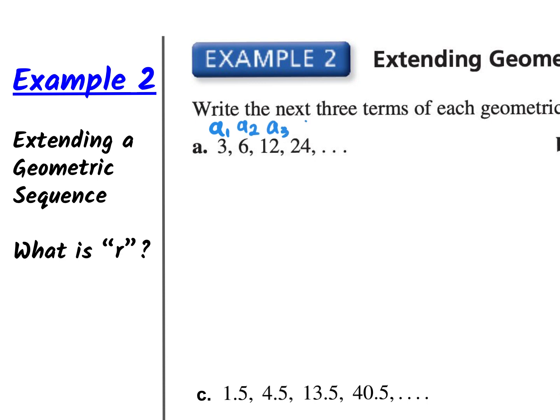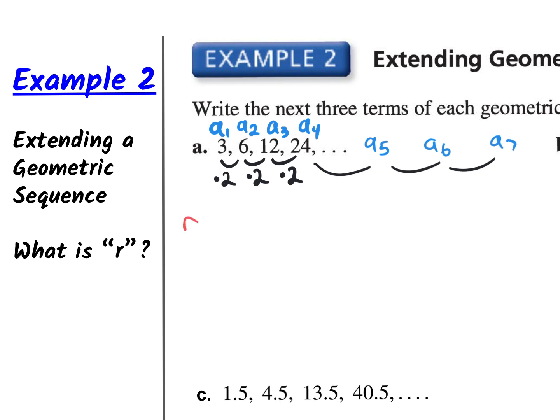In our first sequence, I'm denoting that 3 is the first term, 6 is the second term, 12 is the third term, and 24 is the fourth term. You'll notice we're multiplying by 2. It's a very similar sequence to ones we've seen in the past. So we'll be multiplying by 2 to get to the 5th term, the 6th term, and the 7th term. We know R is equal to 2 because that's what we're multiplying by every time.